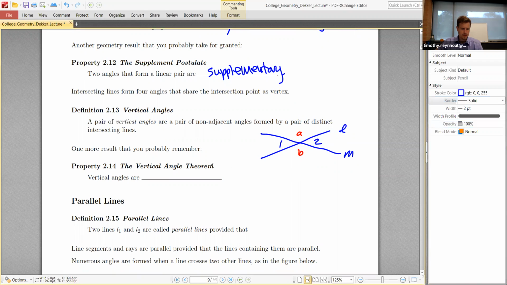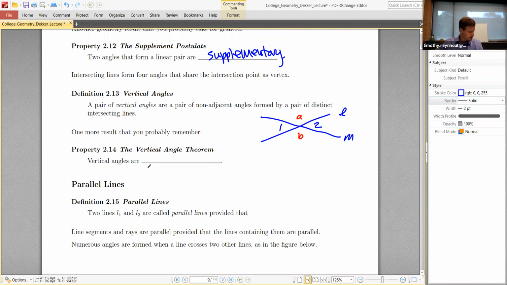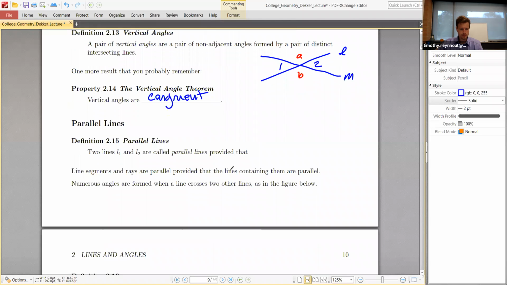Do you know anything about vertical angles? How do their measures compare? Well, the measures of these two angles are the same, which means that vertical angles are congruent. Excellent.